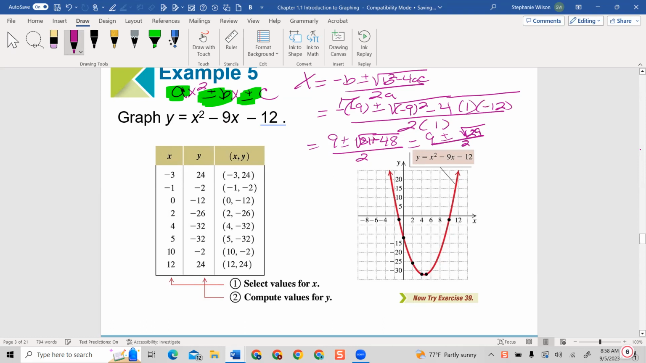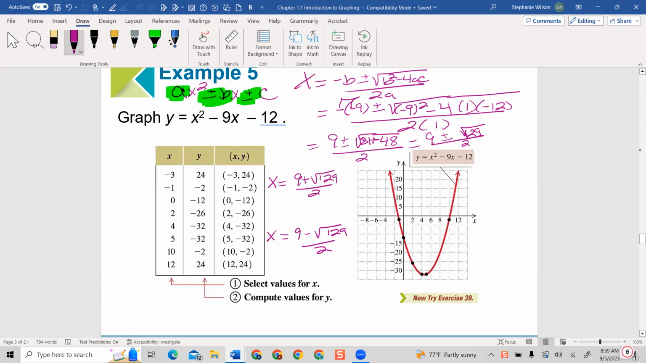So we have two solutions here. I'm going to write one here. We have x is equal to 9 plus the square root of 129, divided by 2. And then we have x is equal to 9 minus the square root of 129, divided by 2. So I'm going to use my calculator because I don't know the exact value for the square root of 129. It's actually not a perfect square.